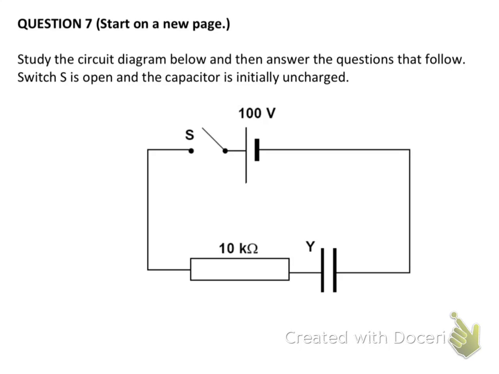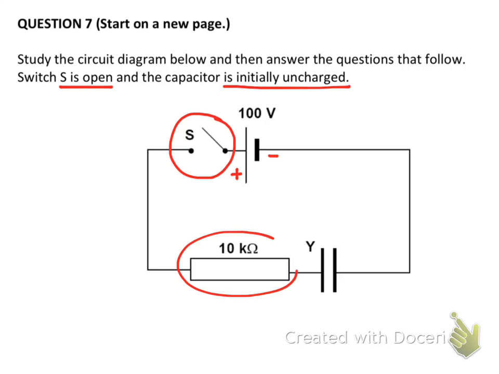Right, question 7 is a question about capacitors. We have a circuit and S initially is open, that's shown, and the capacitor is initially uncharged. Just notice that the cell that's shown, the long end indicates the positive end, the short end, the negative end. We're going to need that a little bit later. It's in series with a 10 kilo ohm resistor, and then there's our capacitor, parallel plate capacitor.